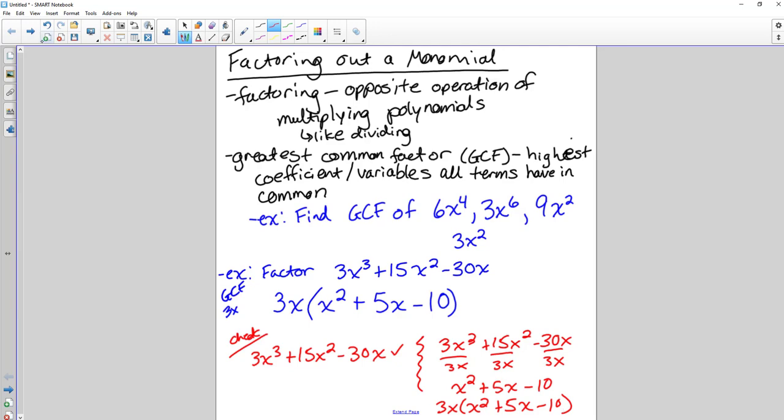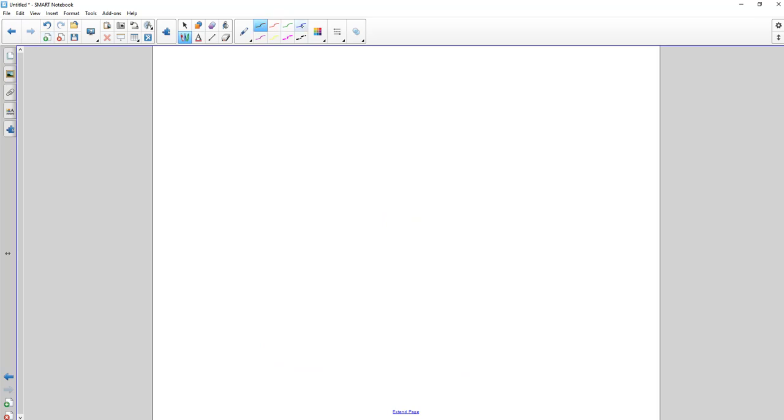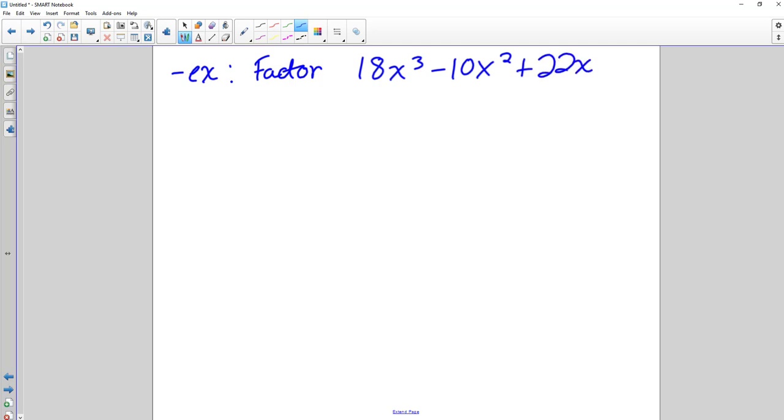Okay, let's do a couple more. Let's factor 18x cubed minus 10x squared plus 22x. Okay, so kind of similar to the last one, but if I look at all the coefficients, I have 18, 10, and 22. Well, they're all even, so I think probably just a 2, and they all have at the most an x. So now 2 out of 18, I'm left with 9.